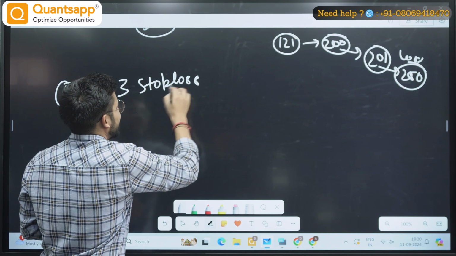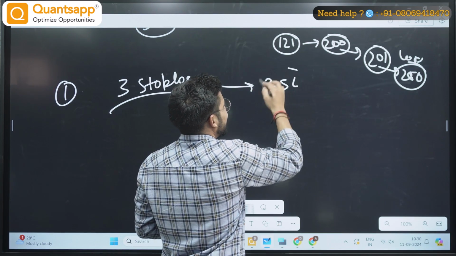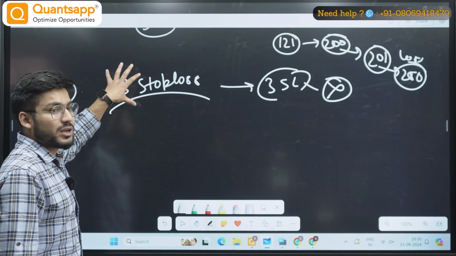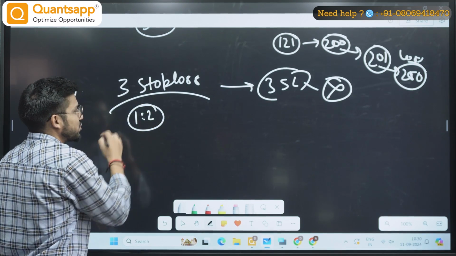Okay, 3 stop loss strategy. What is this? If you are making 3 stop losses a day, then don't trade. Now why this particular number 3? Because for example, you are going with the risk reward ratio of 1:2, right?